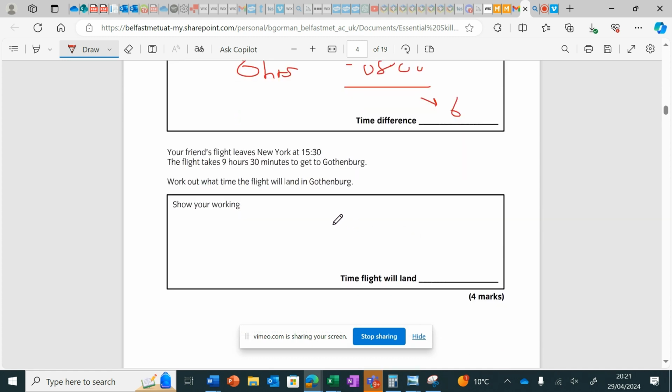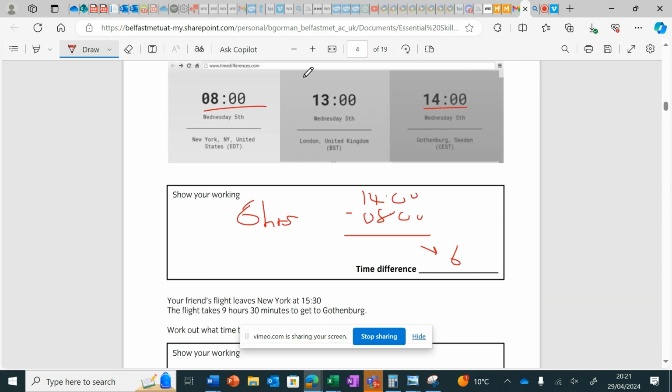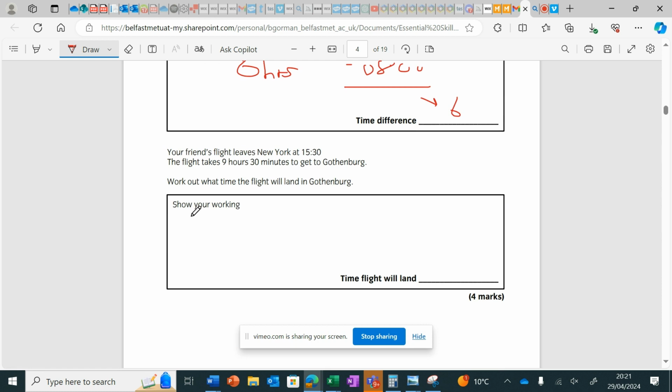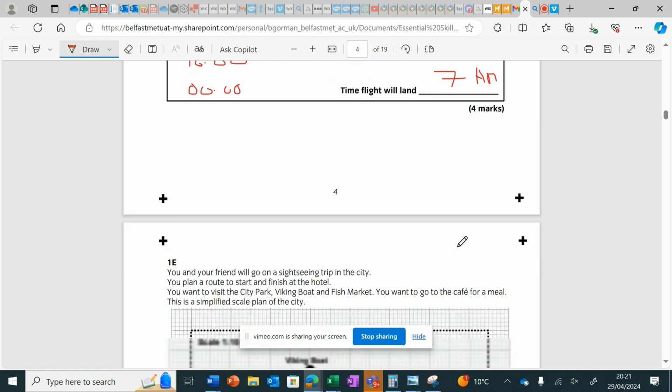Now it says you want to work out what time the flight will land in Gothenburg. We know there's a 6 hour difference between them, so we'll have to take that into account. Suppose it leaves New York at 3:30, 15:30, and it takes 9 hours and 30 minutes. I'll take the 30 minutes away and I'll get to 4 o'clock. If I add 8 hours on, that'll leave me 1 hour left. That'll bring me to midnight. 4 plus 8 is 12. I still have 1 hour, so that's 1 a.m. But let's not forget the time difference. It's 1 a.m., but because Gothenburg is 6 hours ahead, we add 6 hours on to bring us to 7 a.m. The a.m. should be written in as well.